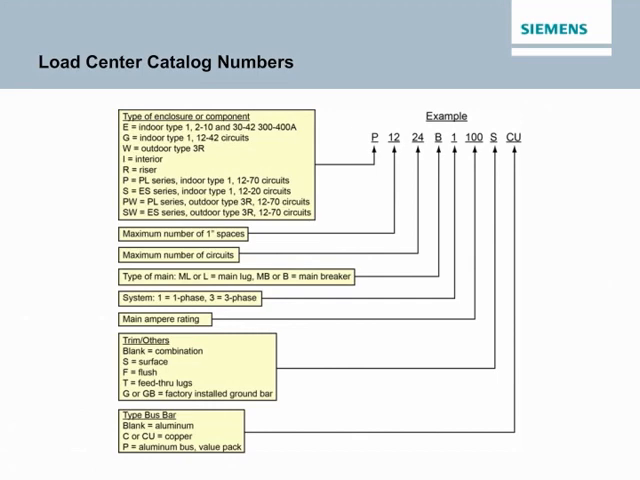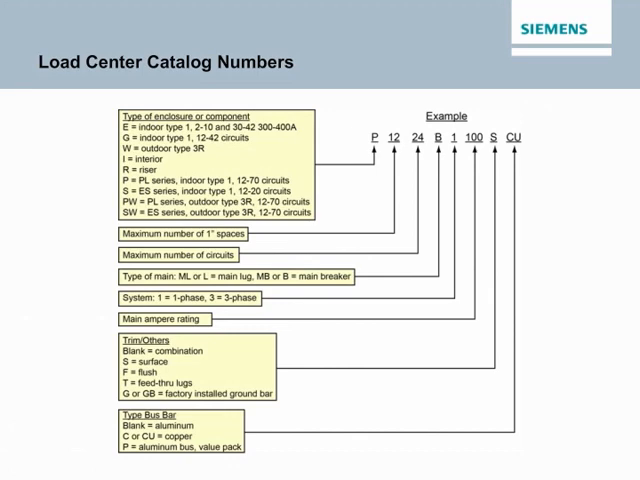Part 4 identifies the type of main. Part 5 identifies the power system. Part 6 identifies the main ampere rating. Part 7 identifies the type of trim and other characteristics. And Part 8 identifies the type of bus bars.